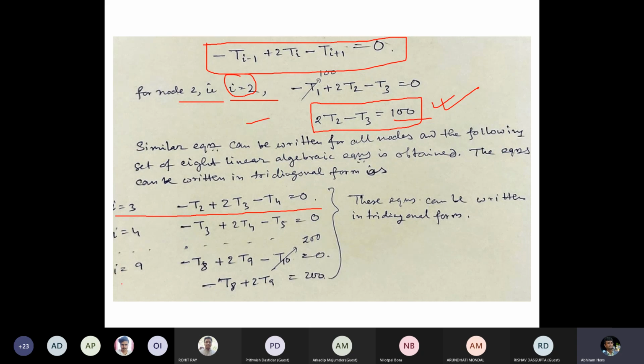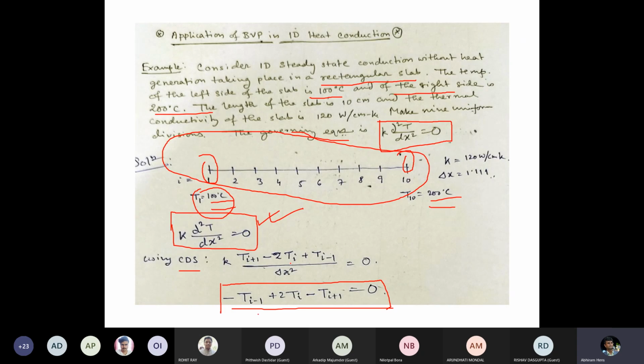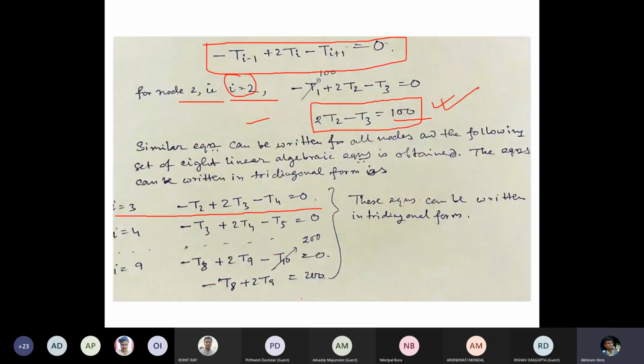Then i equal to 9, you will get T8 minus 2T9, and then T10. And the T10 value is given because T10 is the other boundary, that is 200 degree centigrade, that is defined here. So this is the value. Now all these equations, you see that in all these equations there are only 3 terms. So if you can write them in the form of matrix Ax equal to b, you will see that the A matrix will be a tridiagonal matrix. So this is a set of linear algebraic equations.